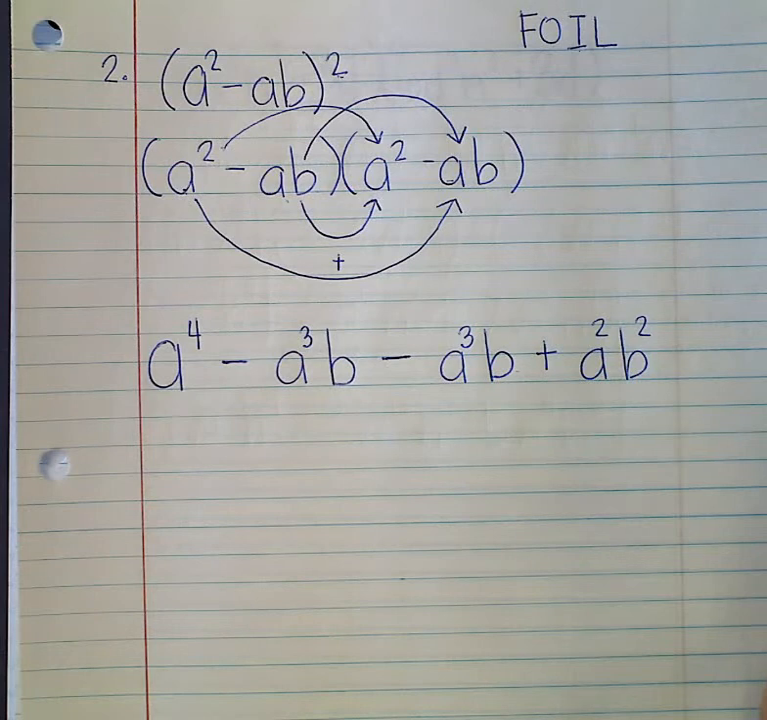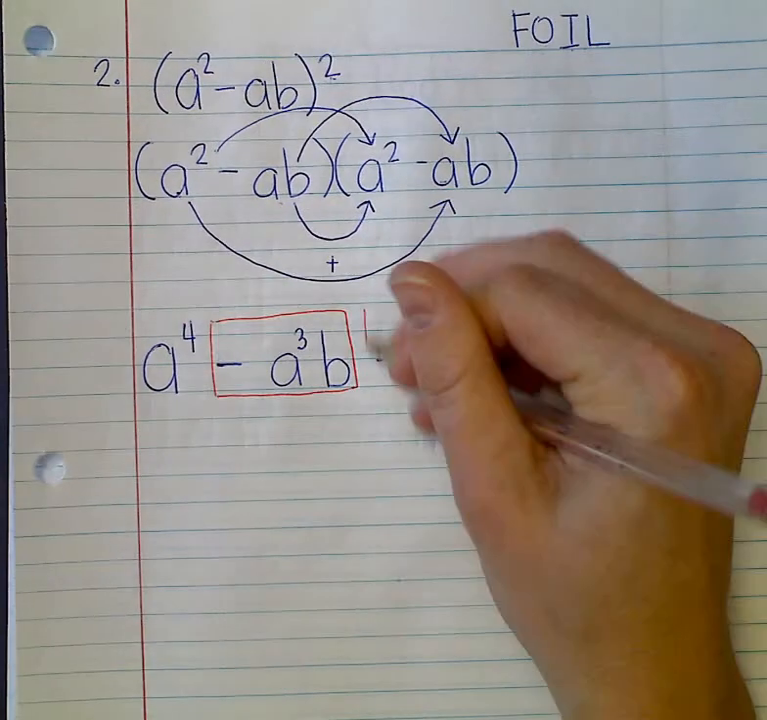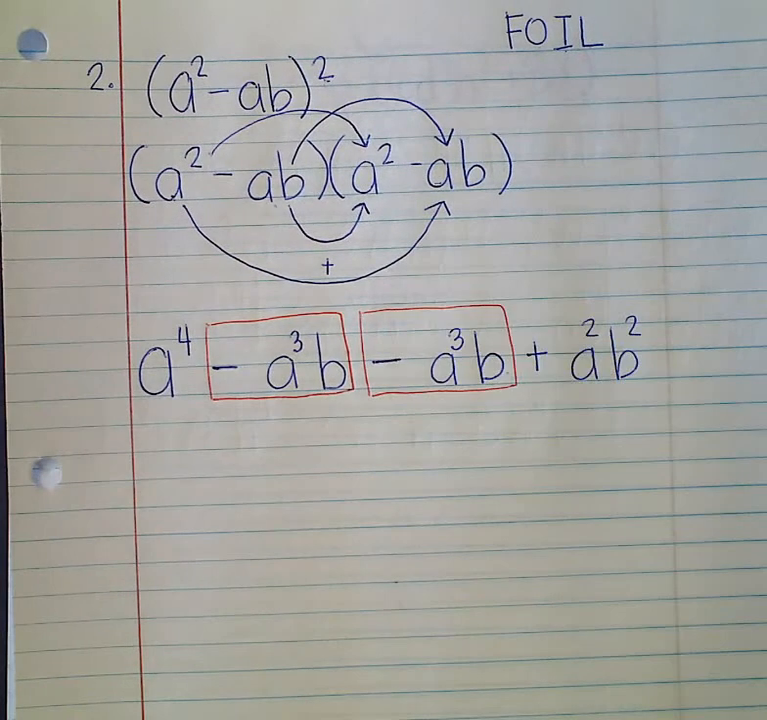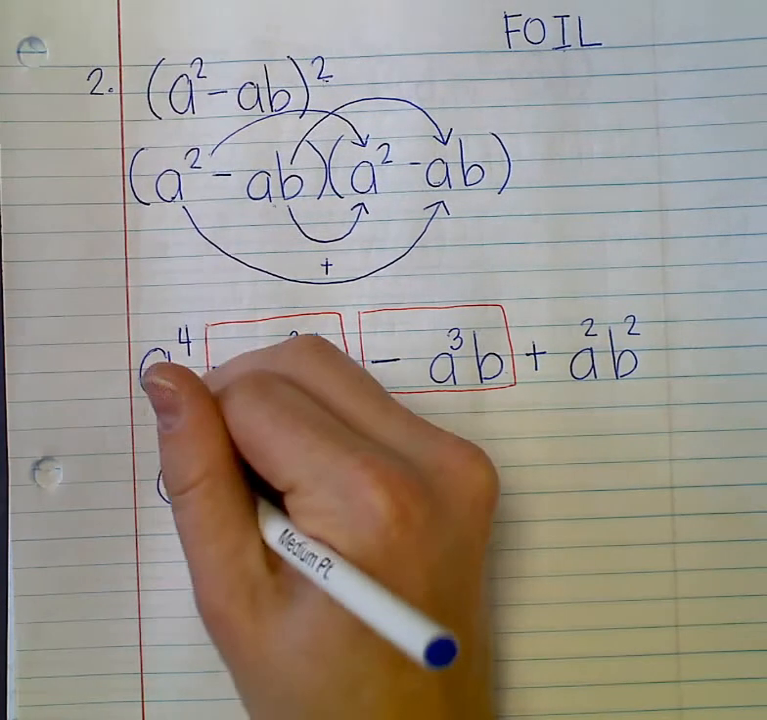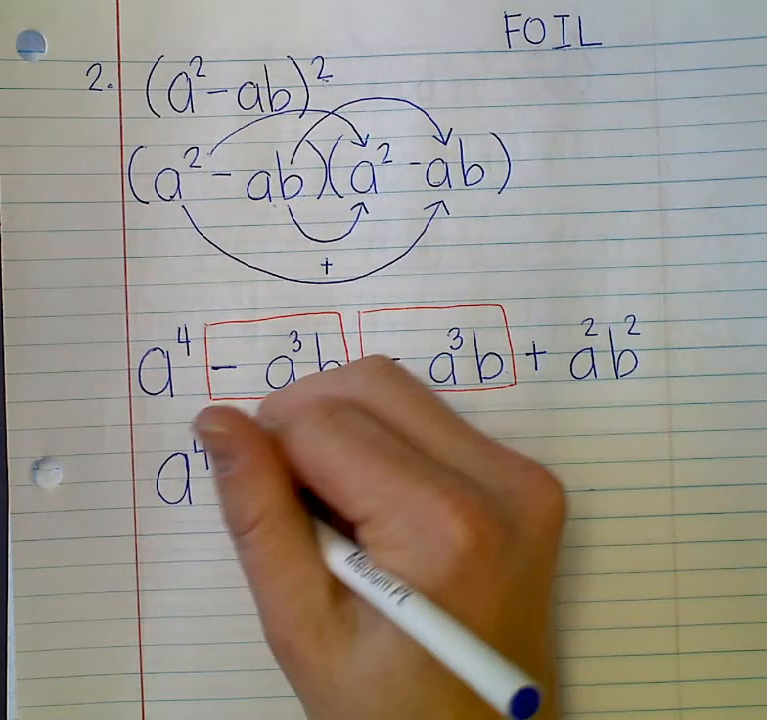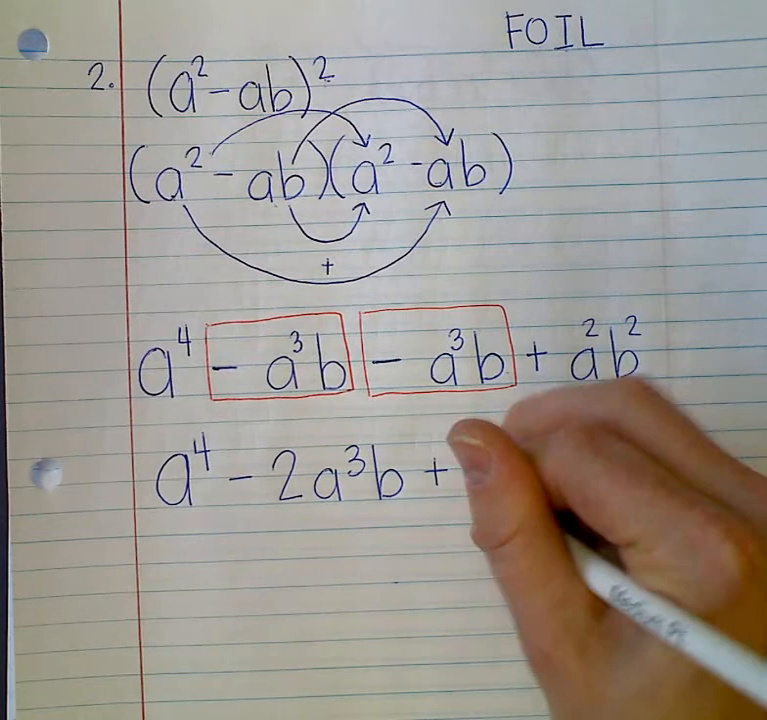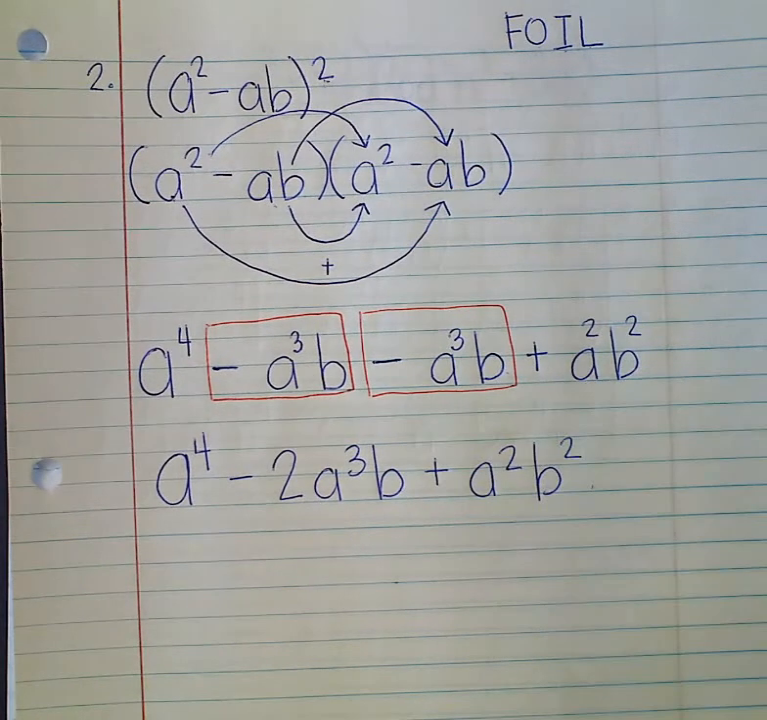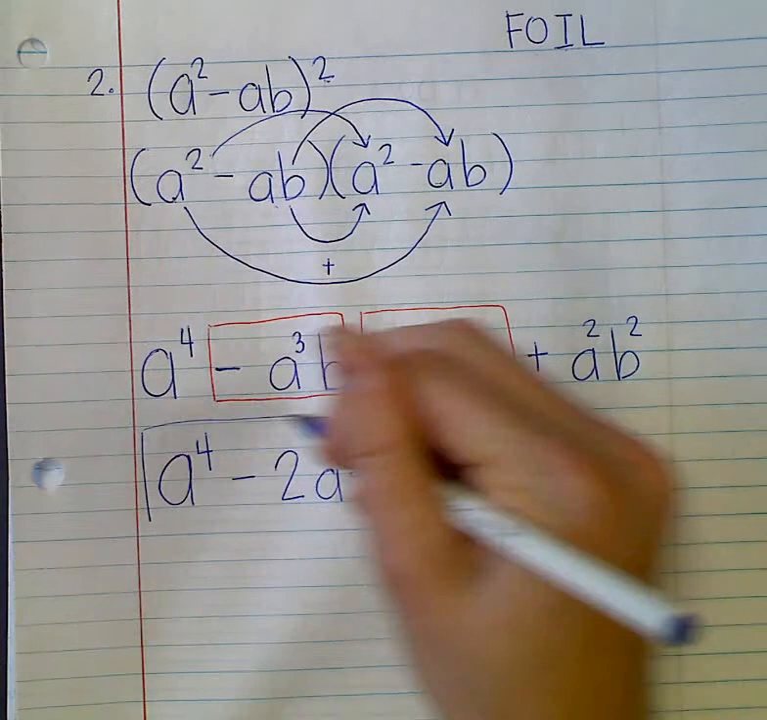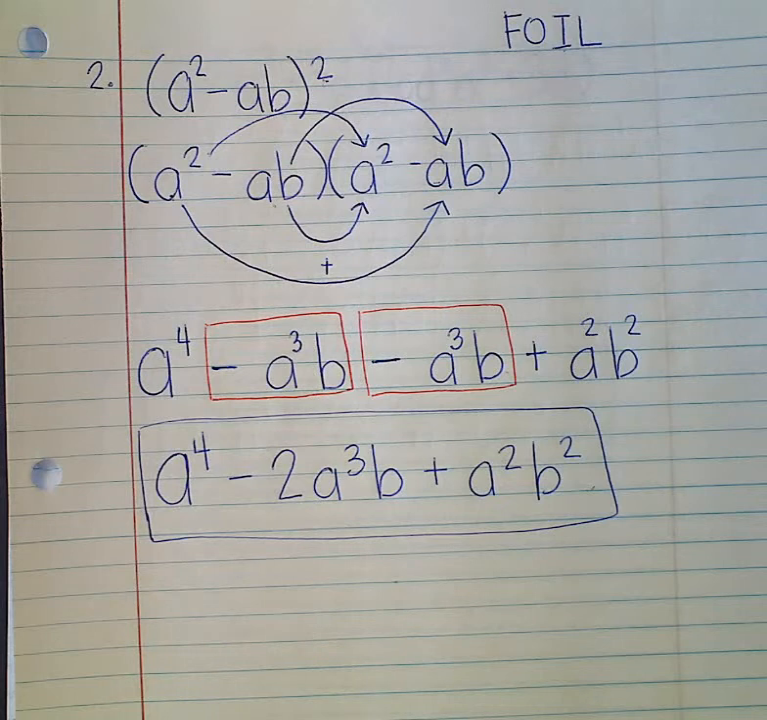That means we need to add our like terms. My like terms that I see are negative a cubed b and negative a cubed b. Those are the only like terms for me to combine. So I now have a to the fourth power. I combine my like terms to get negative 2a to the third power b. And then I just bring down my plus a squared b squared. There are no other like terms for me to combine, so my solution is a to the fourth power minus 2a cubed b plus a squared b squared.